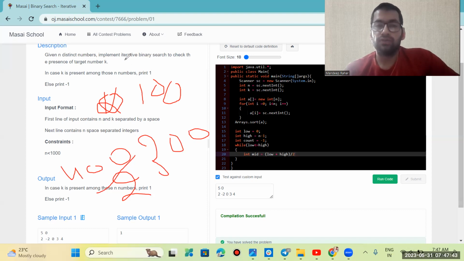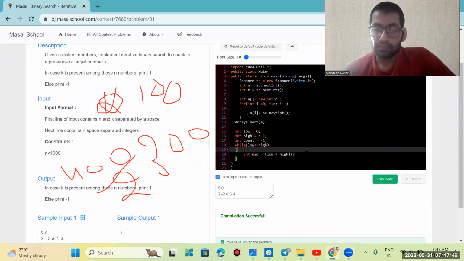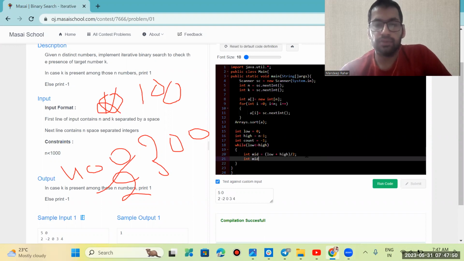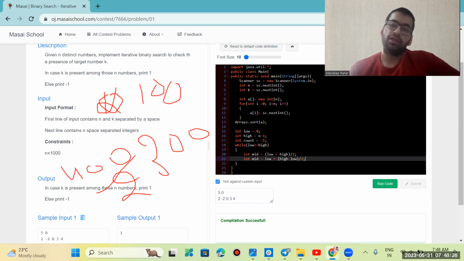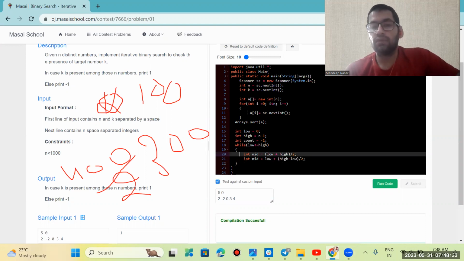We can do it another way, in the same line. How? See, int mid equal to low plus high minus low, divided by 2. My low is 100, high minus low is 300 minus 100, 200. 200 by 2 is 100, and 100 plus 100 is 200. So we also find our mid 200 from this line.